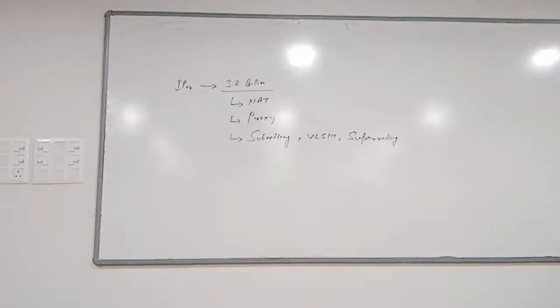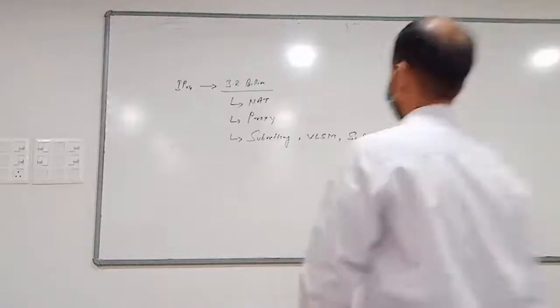What is an IP address? What are their classes? What is the difference between IPv4 and IPv6? And what is NAT? What is subnetting? What is supernetting? Fine. VLSM is beyond your scope, the data communication scope. But these things are very important.